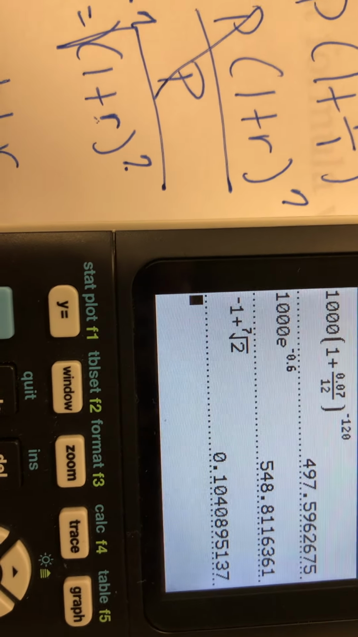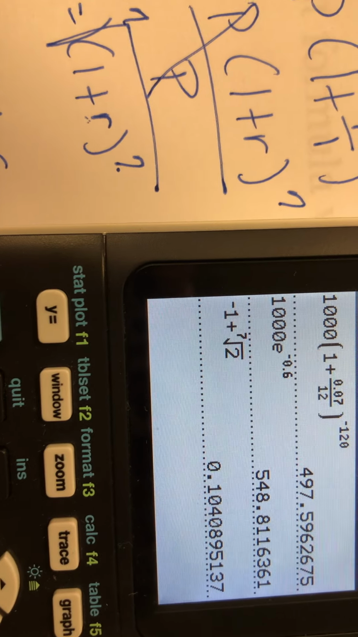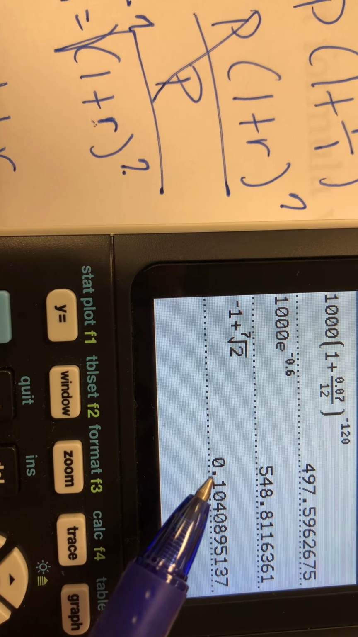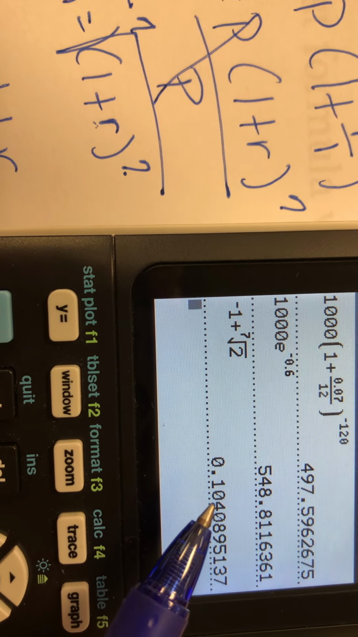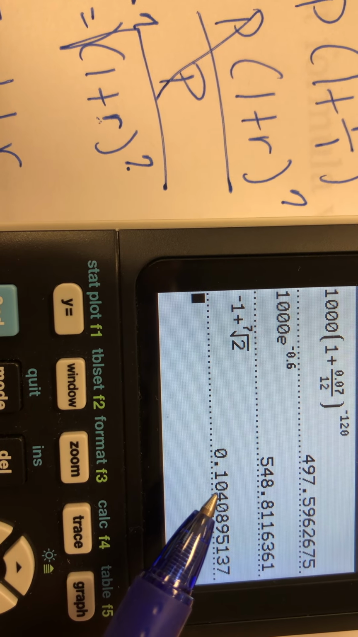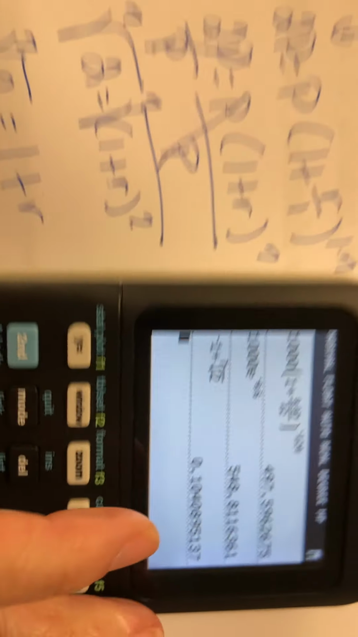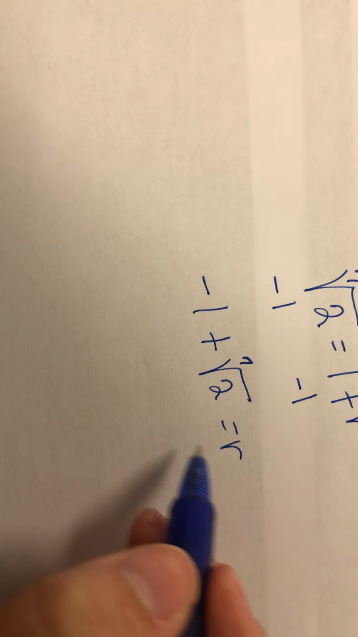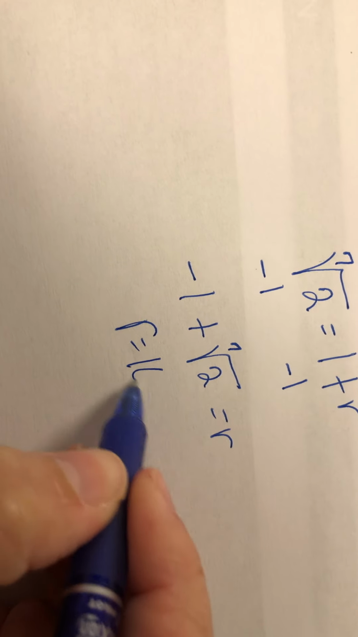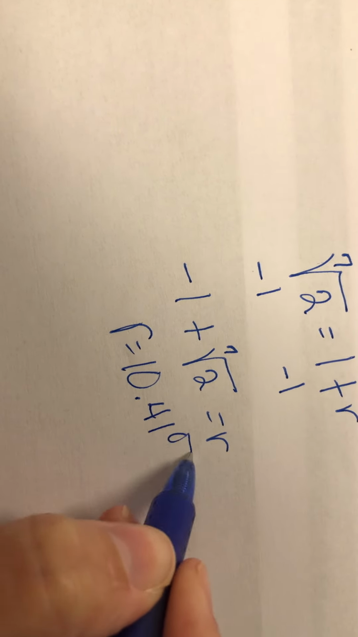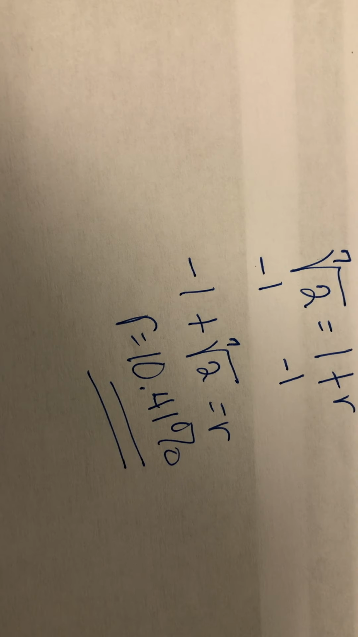But it gives me my rate as, you guessed it, a decimal. So what I'm going to do is move my decimal 2 places to the right, and I'll get 10.41%. I'm going to do 2 decimals this time. So 10.41% is my interest rate.